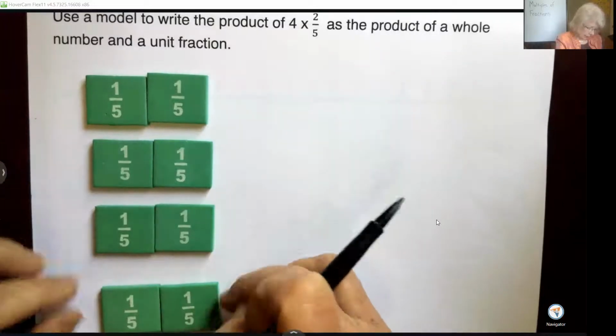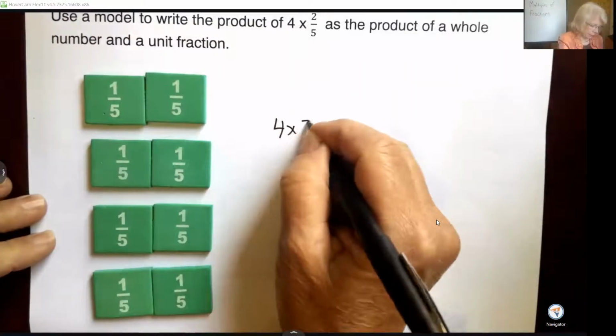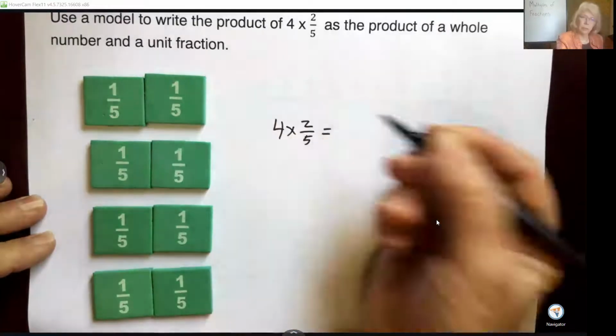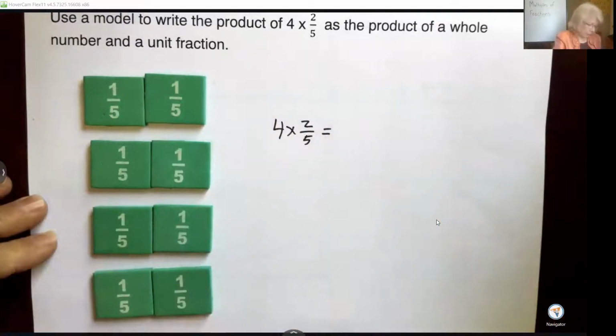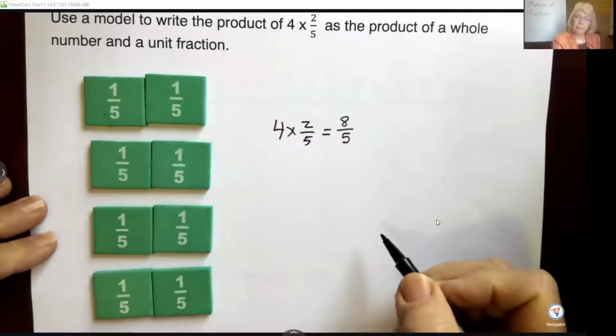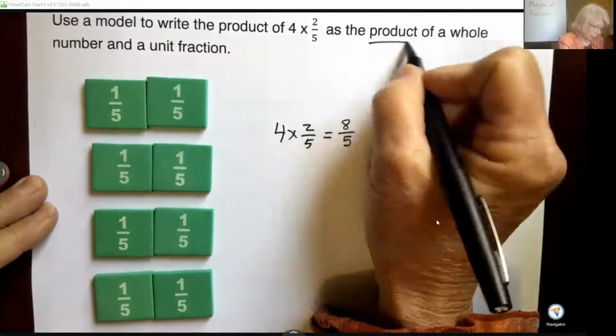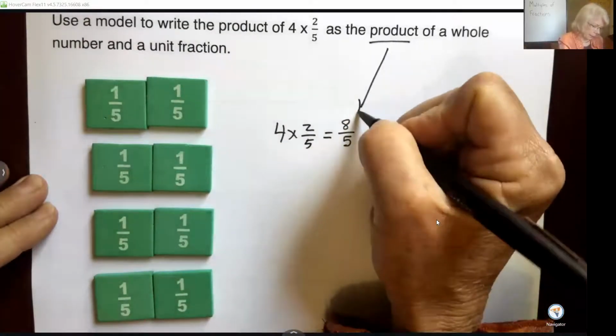We can see that 4 times 2/5, if we write that out, is equal to a total number, if we count them up, of 8/5. The denominator stays the same, notice that. Okay, so that's our product. That is this part right here.